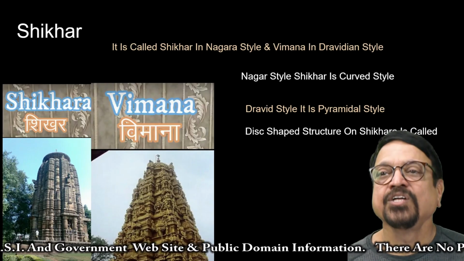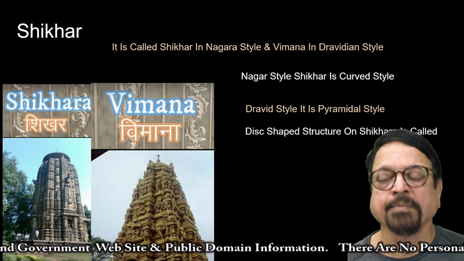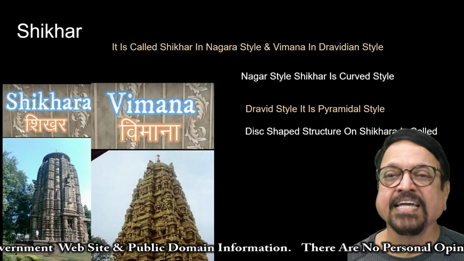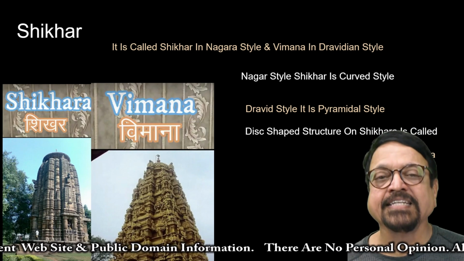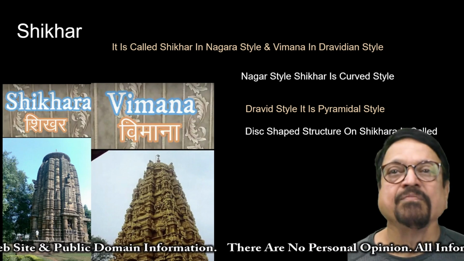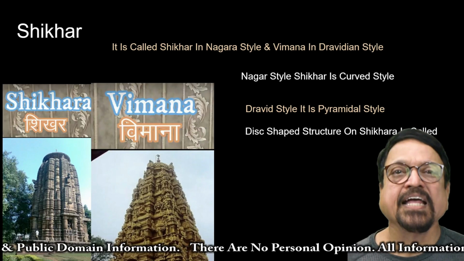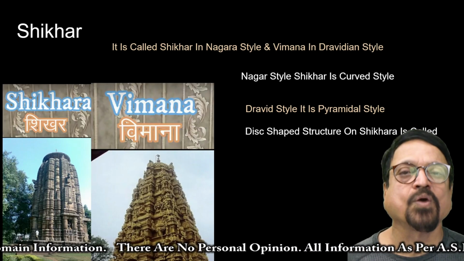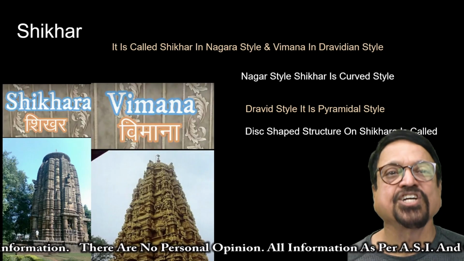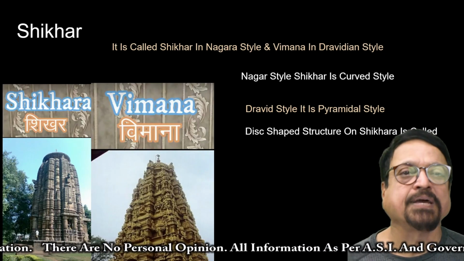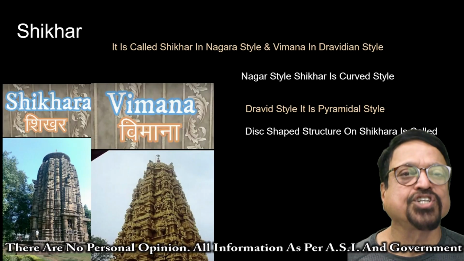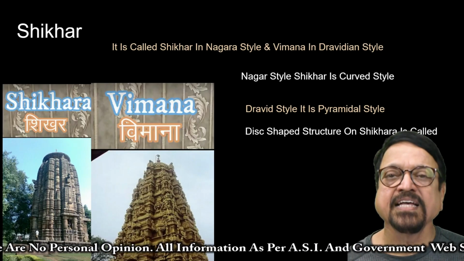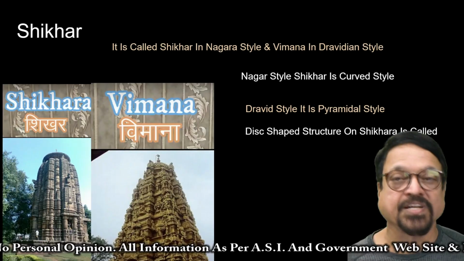Now here we are seeing two things. One thing is Shikhara and one is Vimana. See how Shikhara looks and how Vimana looks. Very easy to remember if you see the diagram. Now it is also called Shikhara in Nagara style and Vimana in Dravidian style. This is a local language difference. Nagara style Shikhara is curved, Dravidian style is pyramidal. Then the disc-shaped structure on the Shikhara is called Amalaka, which we have seen just now.